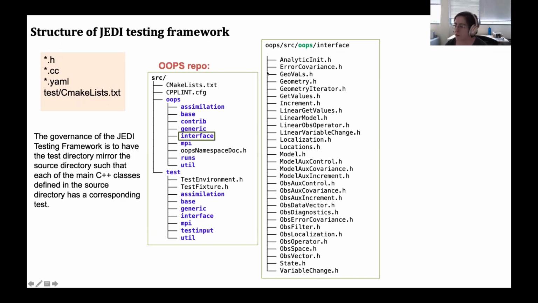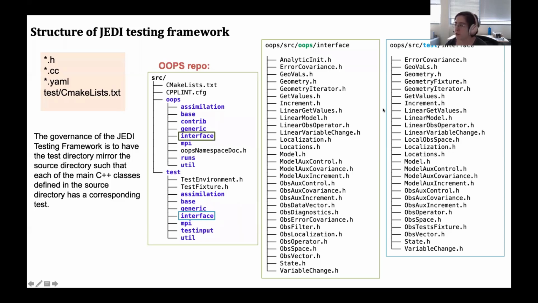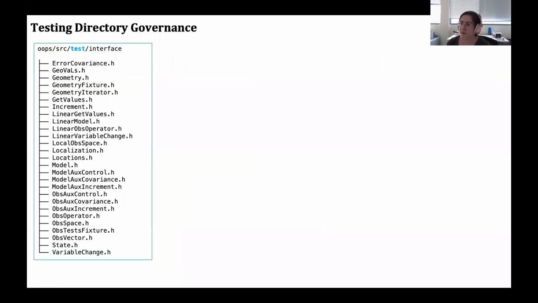So we have these headers here under OOPS interface. And then if you look at test interface, you will see the same classes with the same names located there. These header files are designed to test the corresponding classes that we have under the interface directory. For example, you can see GeoVaLs here, and you have GeoVaLs here. So this is responsible for testing the GeoVaLs interface. Okay, so we have these header files.